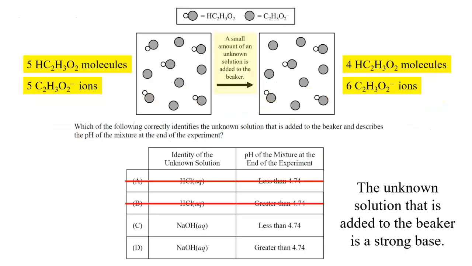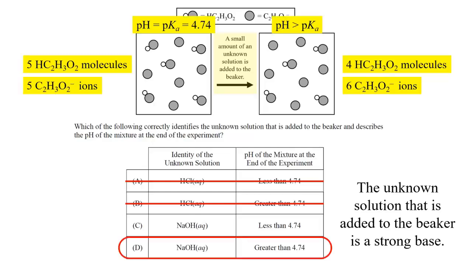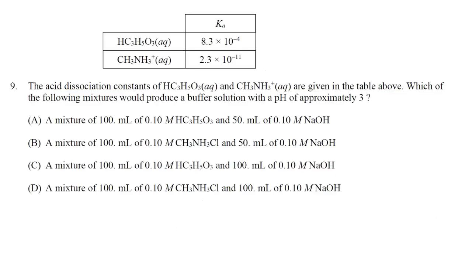And that's exactly what happened in this experiment. We have more acetate than acetic acid. So we have more A- than HA. So the pH should be greater than the pKa. So the correct answer to this question is choice D. All right, now let's go ahead and take a look at question 9.